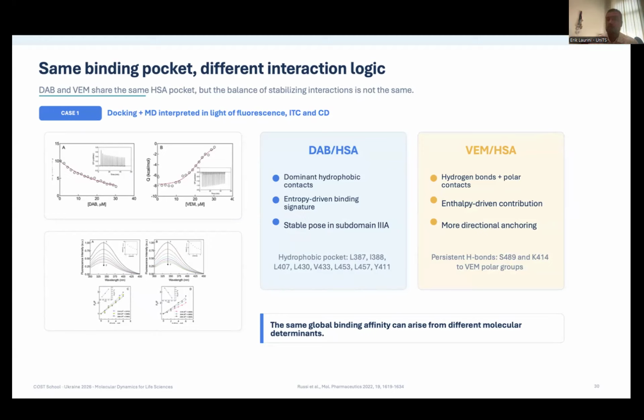Hydrogen bonds and polar contacts are specifically from enthalpy contribution, and are more directionally anchoring inside the HSA protein. Even in this case, at atomistic level, we were able to highlight the most interacting residues inside the system.